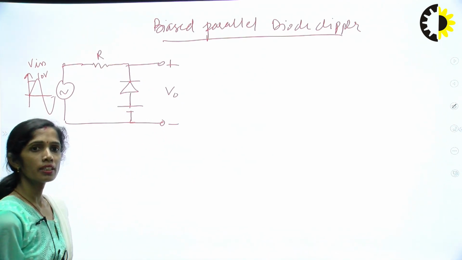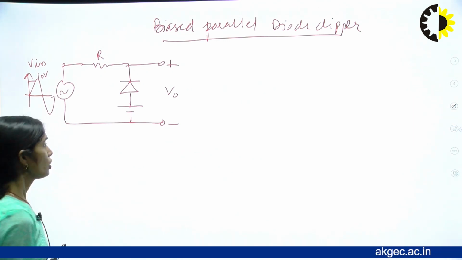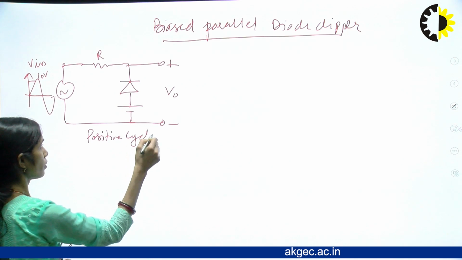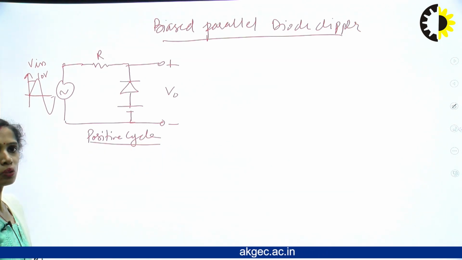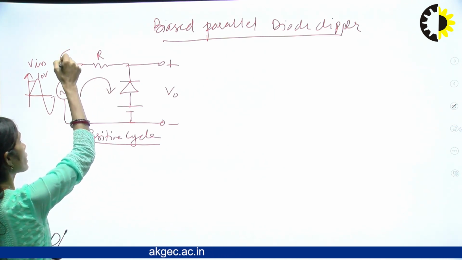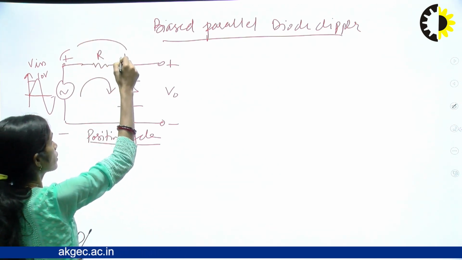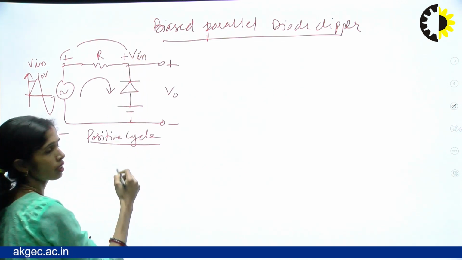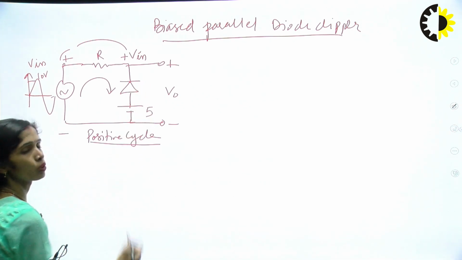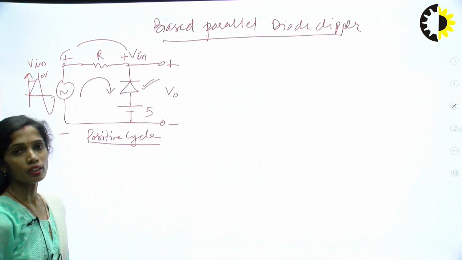Now we are going to analyze this in the same manner as we analyzed the series biased clipper. First, for the positive cycle, we need not take the total voltage. I can just compare. This is the input voltage. For the positive cycle, this end will become positive and this end negative. So we can treat this as plus Vin potential, and this as 5 volt potential, and we compare these two voltages across the diode to check whether the diode will be forward bias or reverse bias.